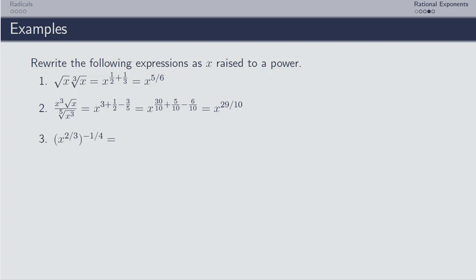And then one more here, I have x to the 2/3 power raised to the negative 1/4 power. So that'll be x to the power of 2/3 times negative 1/4, so that's x to the -1/6 power. My laws of exponents say I have a base to a power to a power, I just multiply the powers together, and then I need to think about what I get when I multiply those fractions together.